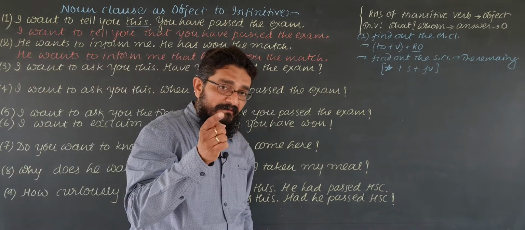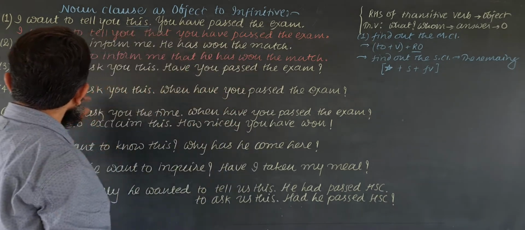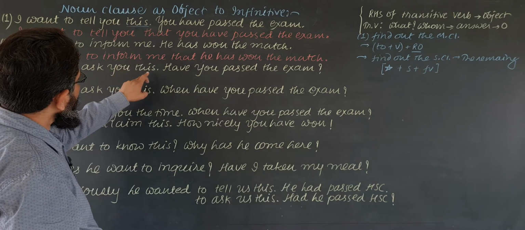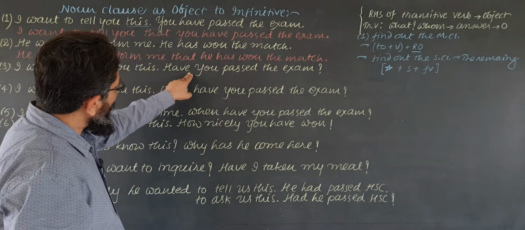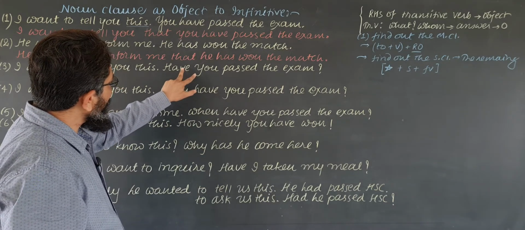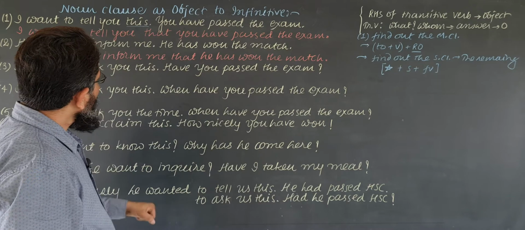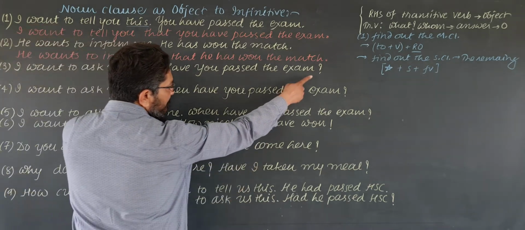First of all, we have to find out what is the main clause, what is the subordinate clause. To ask what? This. Our main clause. Now this is going to be the subordinate clause. Subordinate clause should be in the form of subject and finite verb. So have you becomes you have. And this will be removed, but it will be if here. Why? Because it is interrogative.